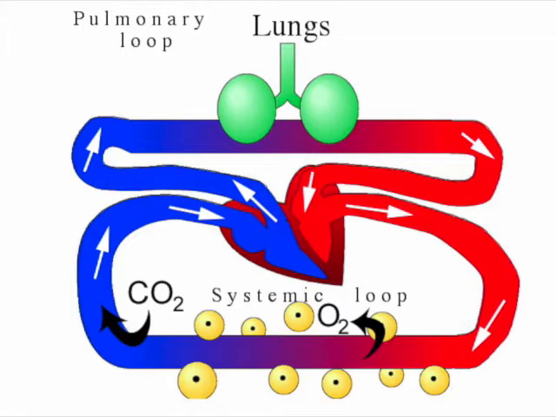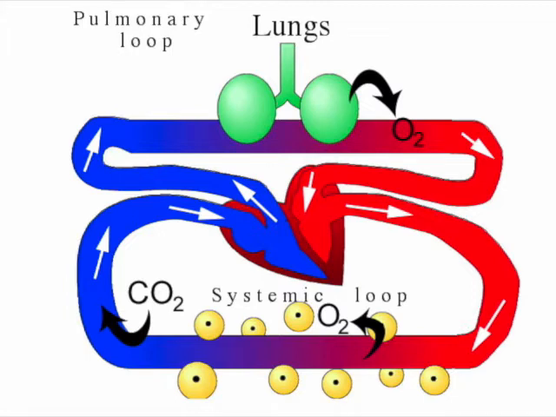And that's where the pulmonary loop comes in. One of the things that goes on in the pulmonary loop is that oxygen from the air in the lungs goes into the blood. And so that oxygen-rich blood eventually flows back to the left side of the heart, the left atrium and the left ventricle, and then it gets pumped into the systemic loop, and that's where those arteries in the systemic loop get their oxygen to give to the cells.